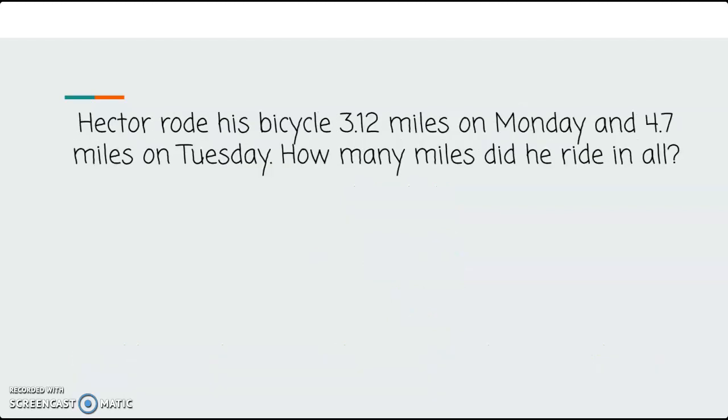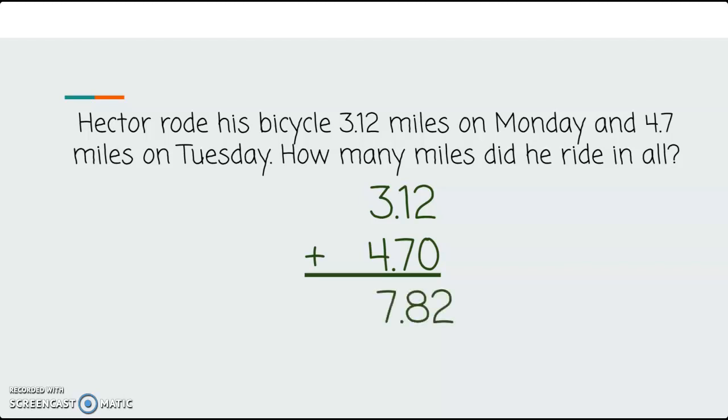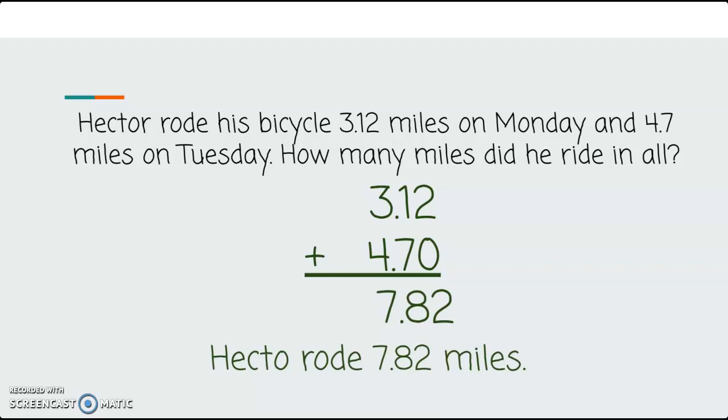Please try the last example problem. Hector rode his bicycle 3.12 miles on Monday and 4.7 miles on Tuesday. How many miles did he ride in all? We know all means to add. So we have 3.12 miles plus our 4.7 miles, and we added that 0 to keep our place value. We add them together. 2 plus 0 is 2, 1 plus 7 is 8, and 3 plus 4 is 7. So I have 7.82. Therefore, Hector rode 7.82 miles.